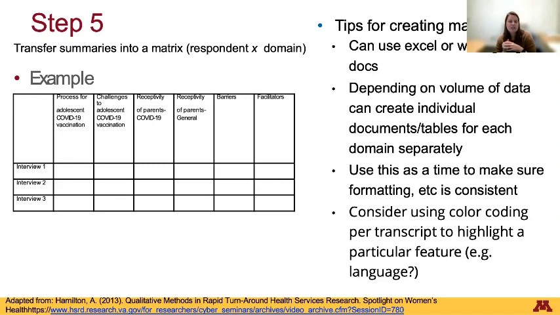You can also, something we've done in the past that's been very helpful, consider using color coding if there's a feature of a transcript that you want to highlight. So we did focus groups in English and Spanish, and we highlighted the focus groups that were in Spanish, just so we had a visual cue when we were looking at this to remember, oh, we were making comparisons by English and Spanish, and that allowed us to do that a little bit more easily.